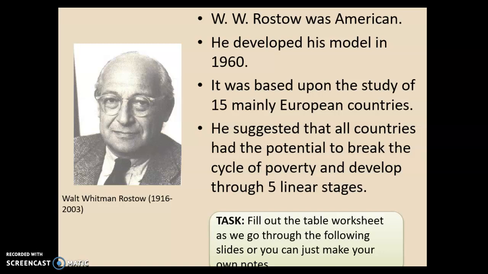But what was good about his model was that governments and countries and people like the IMF and the World Bank used it as a kind of formula for economic and development success, because he suggested that all countries have got the potential to break the cycle of poverty and develop through these 5 stages.